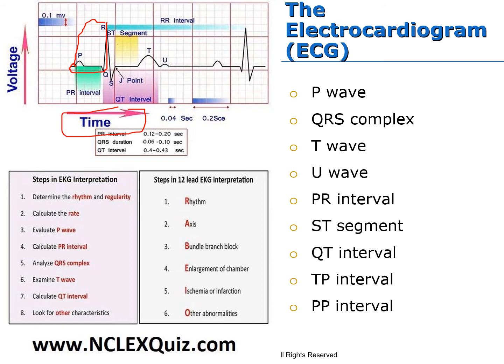The ST segment represents early ventricular repolarization, and this is where you look to see if there's cardiac ischemia. So here's your ST.